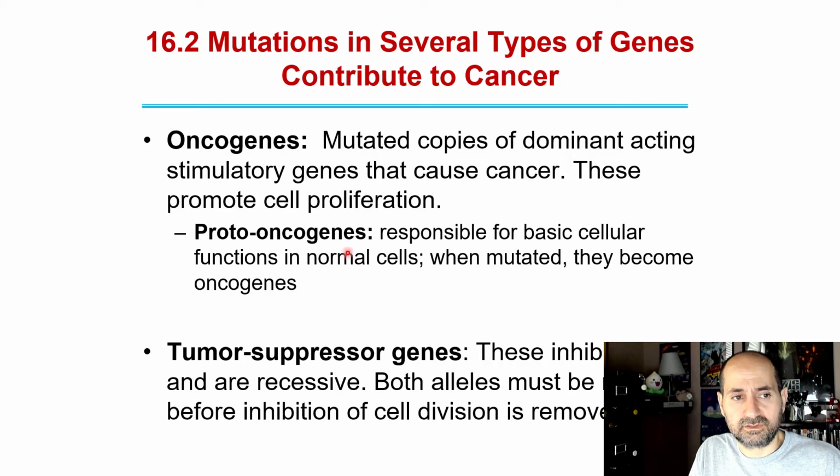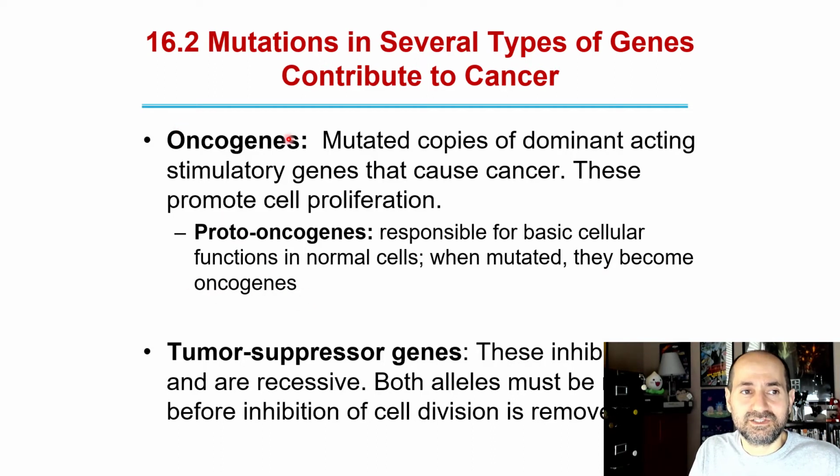In fact, I'm going to start with the proto-oncogene first, because this is the normal gene. Proto-oncogenes are your normal everyday genes. I want you to know that these are your genes, responsible for basic cellular functions in normal cells. But these ones, when mutated the wrong way, can become oncogenes. Okay, they can become bad.